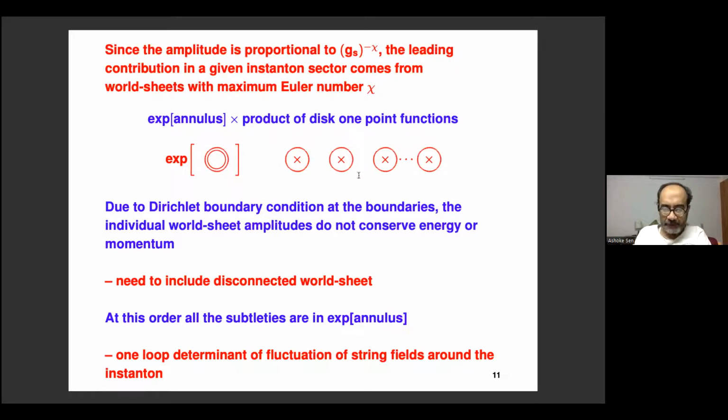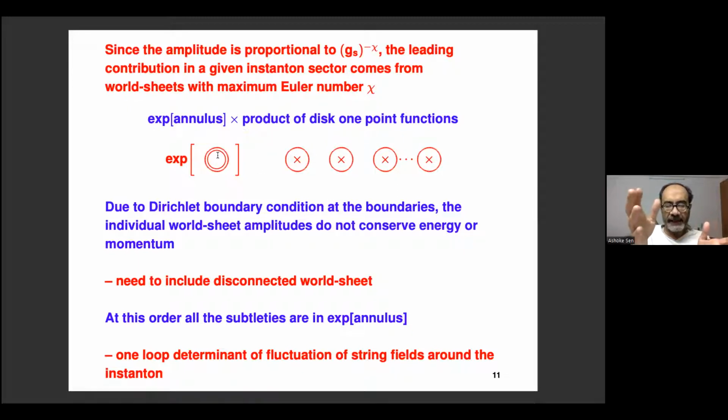So why a product of disk amplitudes? Because a disk has Euler number 1. So you have to basically use as many disks as you can. But of course, on each disk you have to have one insertion. So if you have a certain number of closed string vertex operators, for a certain amplitude that you are trying to compute, the idea is that for each of those closed string vertex operators, you choose one disk and you insert the closed string vertex operator on the disk. So that's the way you maximize the number of disks. And then the annulus, of course, has chi equal to 0. So putting in an annulus doesn't gain in the power of coupling, but you also don't lose any power of coupling.